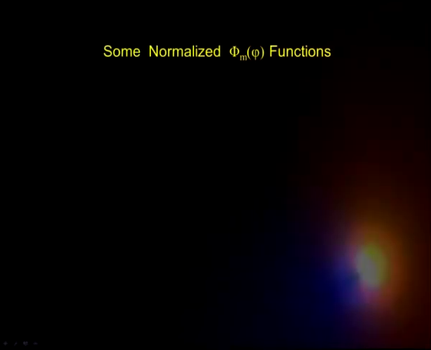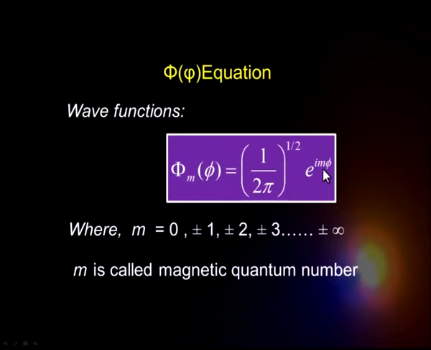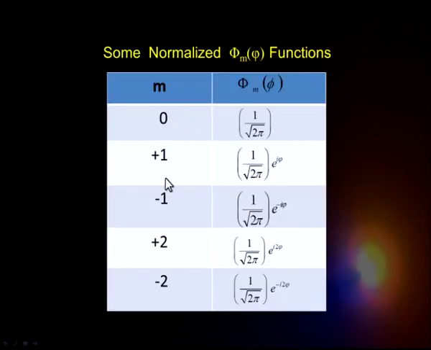Okay, so this is just a small table which shows you that if I put, say, m is equal to 0, I get this as a function. m is equal to plus 1, and so on. Basically, in this expression here, I'm putting different values of m and getting a series of functions. Each one of them is a solution to the phi equation which I've got as a process of separation of variables for the wave equation for the hydrogen atom.